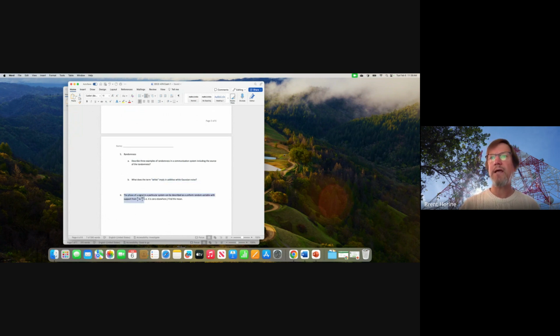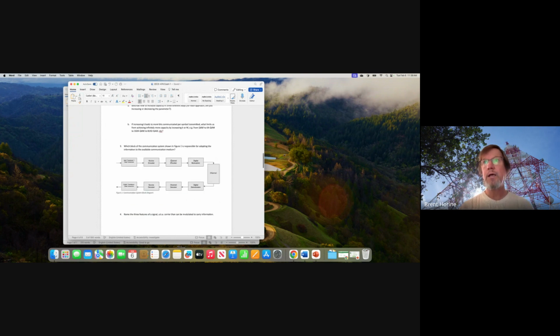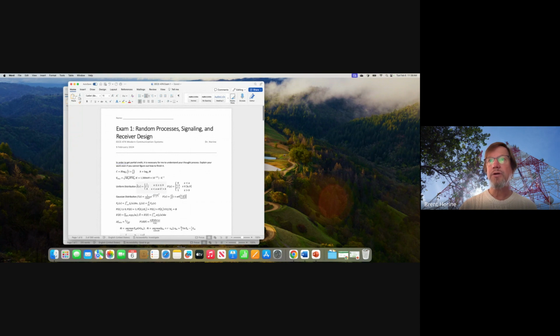So here's the phase of a signal in a particular system can be described as a uniform random variable with support from pi over 2 to 3 pi over 2. Well, you could write that as minus pi to pi or 0 to 2 pi. I chose pi over 2 to 3 pi over 2 just to make the question interesting. And then I asked to find the mean. Now, we actually derived the mean starting from this equation, and we did that in the lecture.